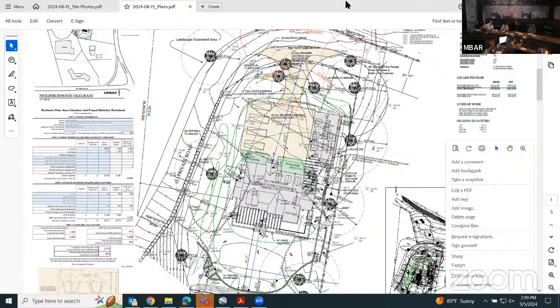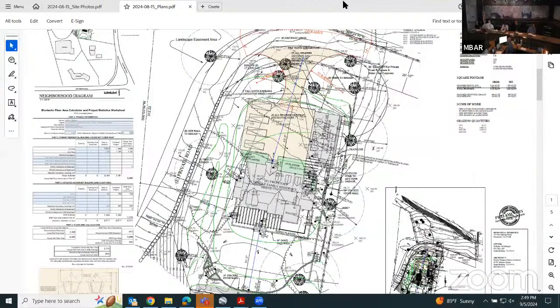We open public comments for item number 5, 333 Hot Springs Road. Do we have anyone? No requests. Thank you. Back to the board.